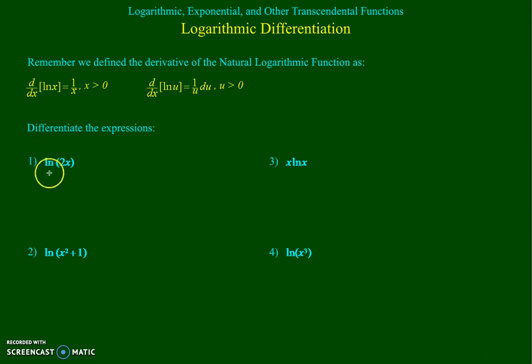Here we have the derivative of natural log of 2x. This 2x is a differentiable function of x, so the derivative with respect to x of the natural log of 2x is just 1 over u times the derivative of u, which is 2. Cancel out the 2's, and we have 1 over x. Alright, go ahead and give number 2 a try, and when you're ready, start back up.